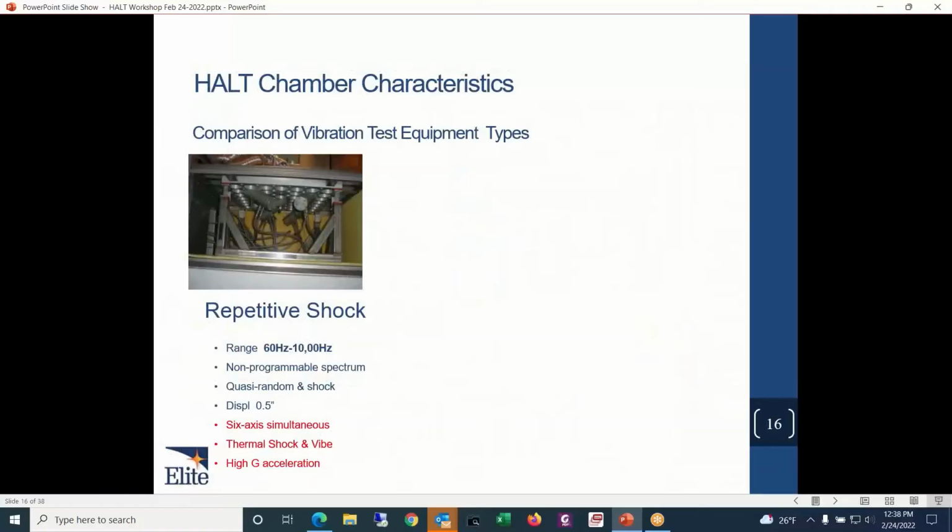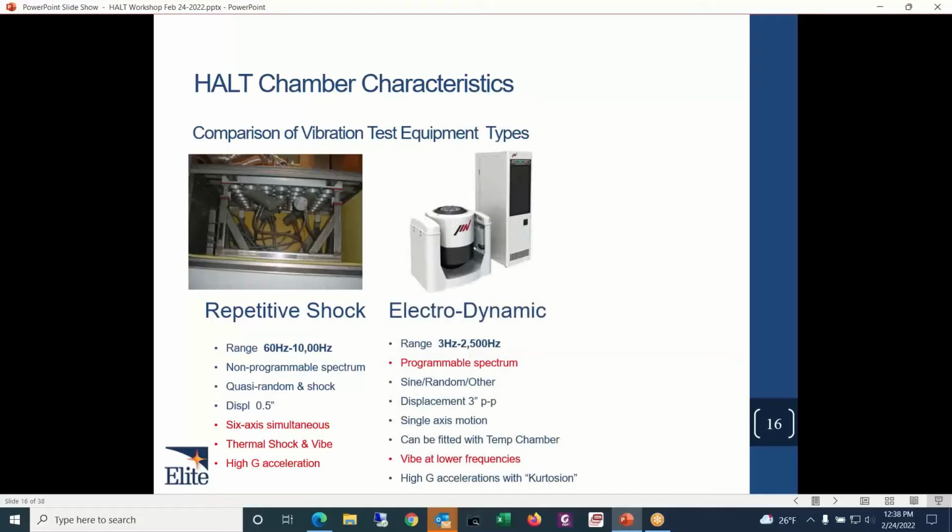So again, kind of comparing this repetitive shock to other types of technologies. We have both here at Elite. We have a repetitive shock machine. We have our HALT repetitive shock. We also have a number of electrodynamic vibration tables. And so let's compare what these two machines do and how they might be helpful.